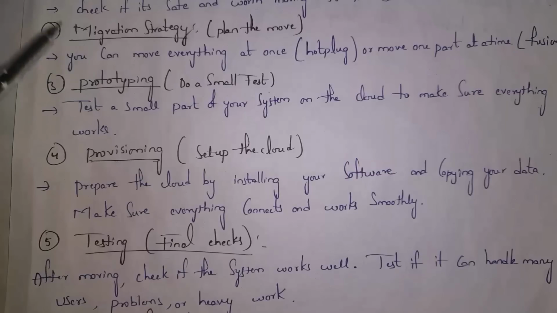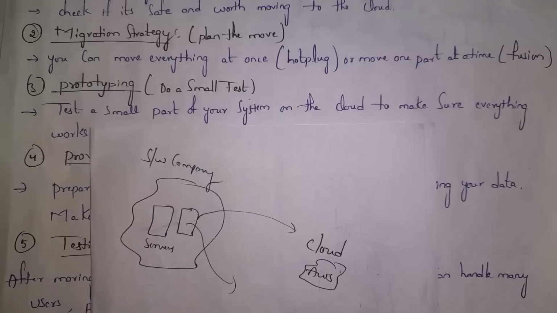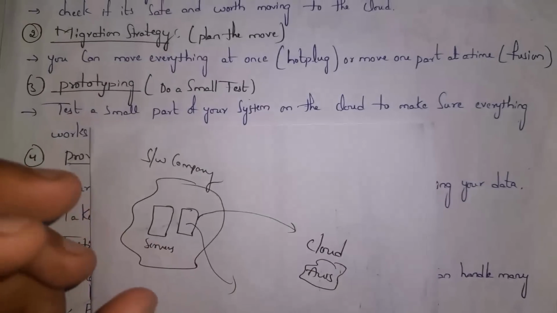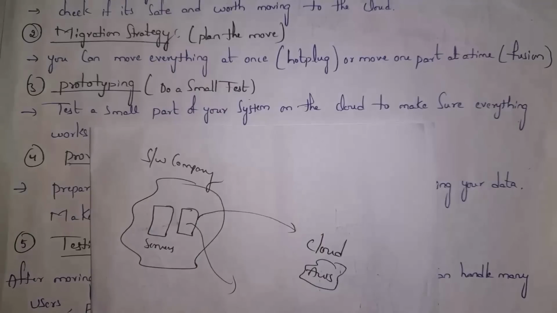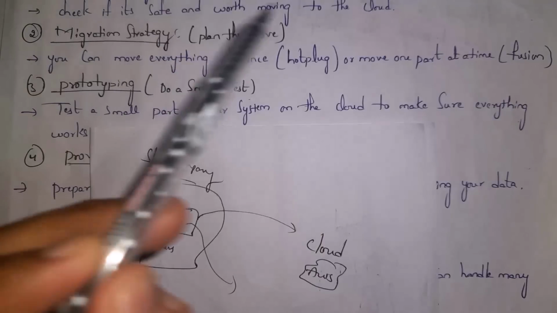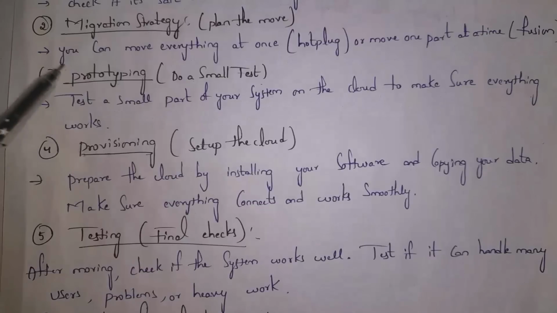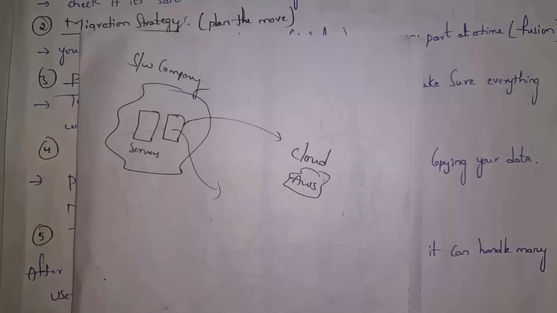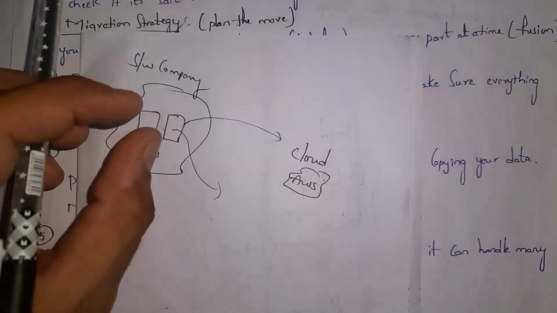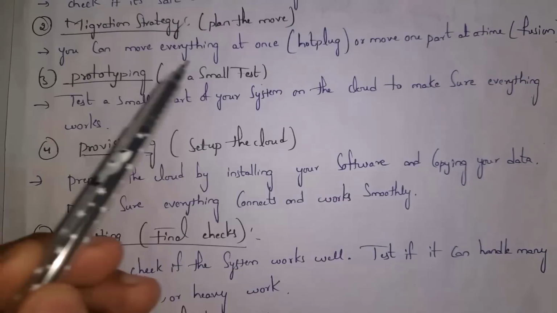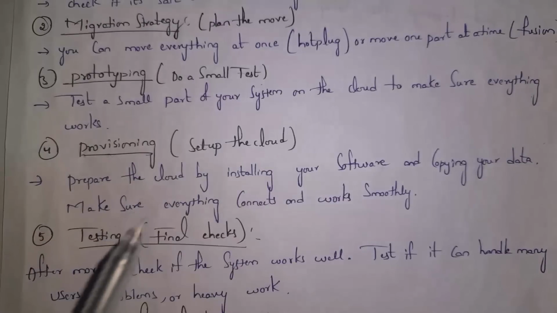Second phase is migration strategy. That means plan to move your data from current system to cloud. That means either you will move complete data to cloud or you will move only some part of data to cloud. You need to plan that. You can move everything at once or move only one part at a time. And third one is prototyping. That means you need to do small test. Guys, at first you need to move only some part of data to cloud. If the data is working well, then you can move everything to cloud. Test a small part of your system on the cloud to make sure everything works well.